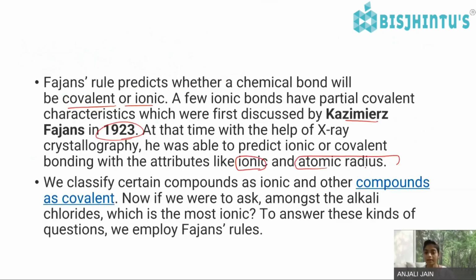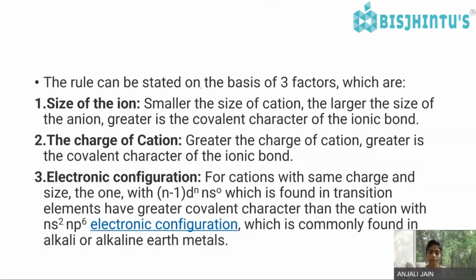Okay, so how am I going to identify between the bonds which are formed by the gain or loss of electrons, or bonds which are formed by sharing? So we can classify certain compounds as ionic and other compounds as covalent. Now, if we were to ask among the alkali chlorides, which is most ionic? To answer these kinds of questions, we apply Fajan's rule. The rule has three factors.